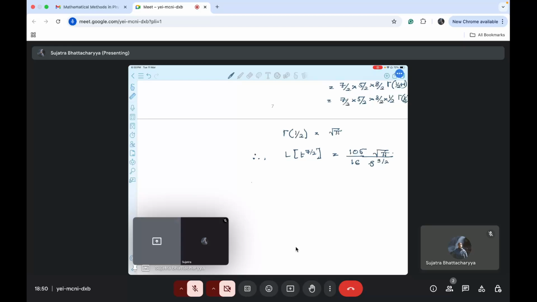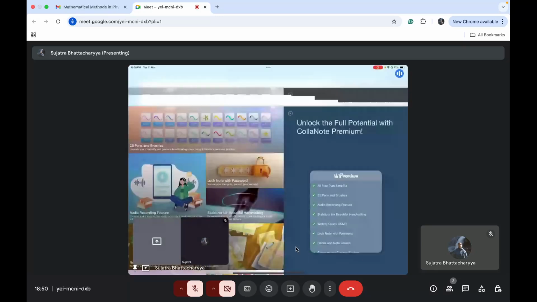But we need the Laplace transform of t to the power 7 by 2 e to the power 5t. So what we will do? Nothing. See, change this by 16, whatever it is. This will be s minus 5 to the power 9 by 2. That's all. This should be done. This is the shifting property. Using the shifting property. All right. That's all. Okay. So this is the answer.